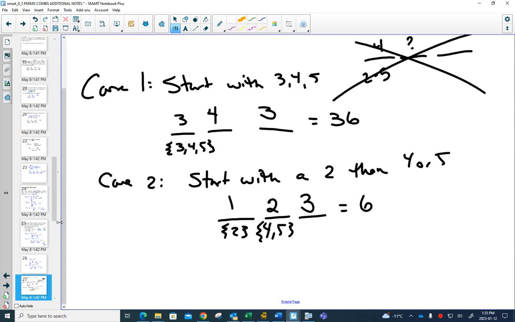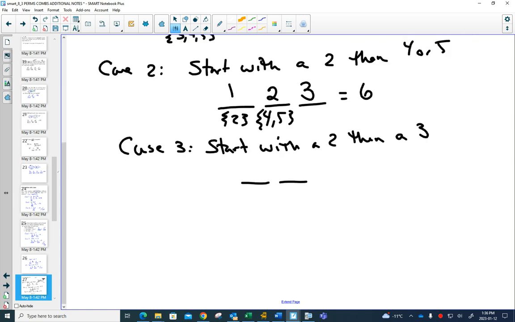Then you ask yourself, what haven't I counted? I haven't counted any numbers in the 230s. So case 3, start with a 2, then a 3. So again, 2, 1 choice. 3, 1 choice. Now what's available?